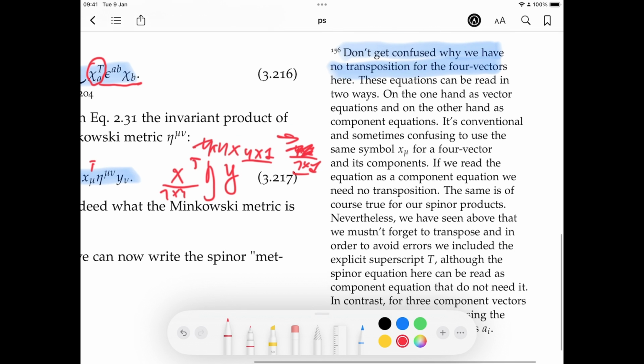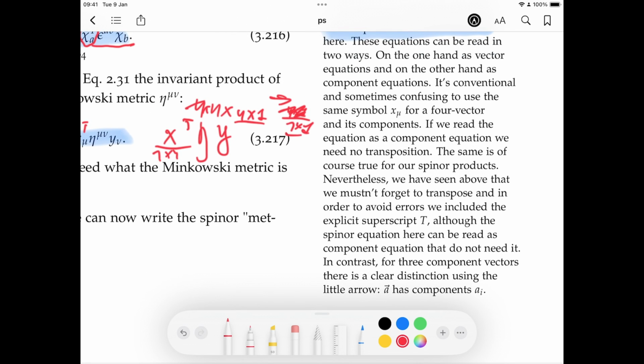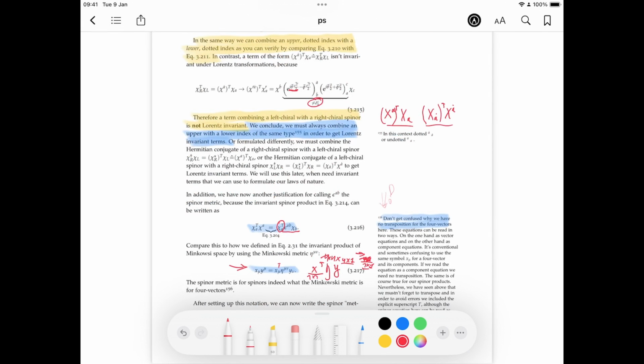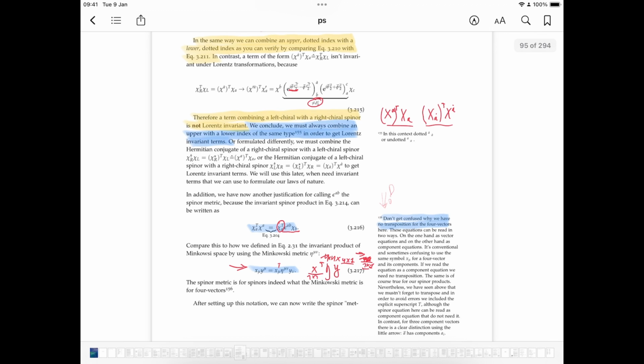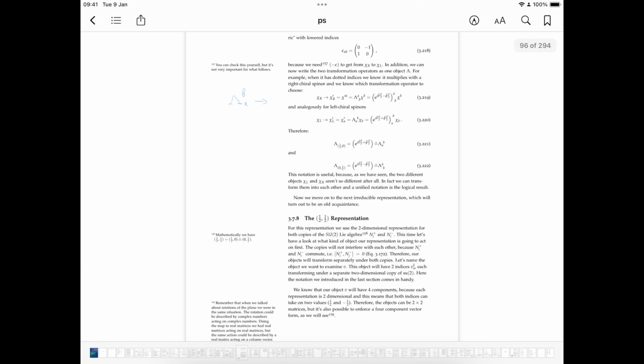The same is of course true for our Spinor products. But nevertheless, we have seen above that we mustn't forget to transpose. In order to avoid error, that's the reason we included the explicit superscript t. The Spinor equation can be read in the same way as for the vectors. So just to track everything down and not to forget, it's better to include transposition in the Spinor calculus formulas.